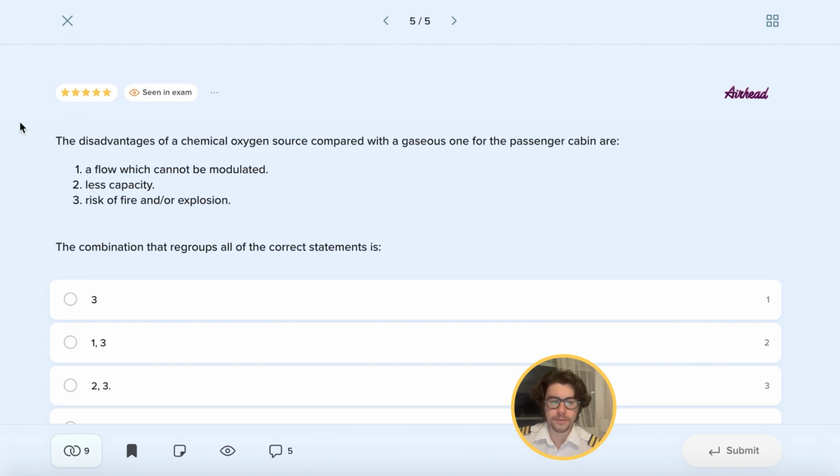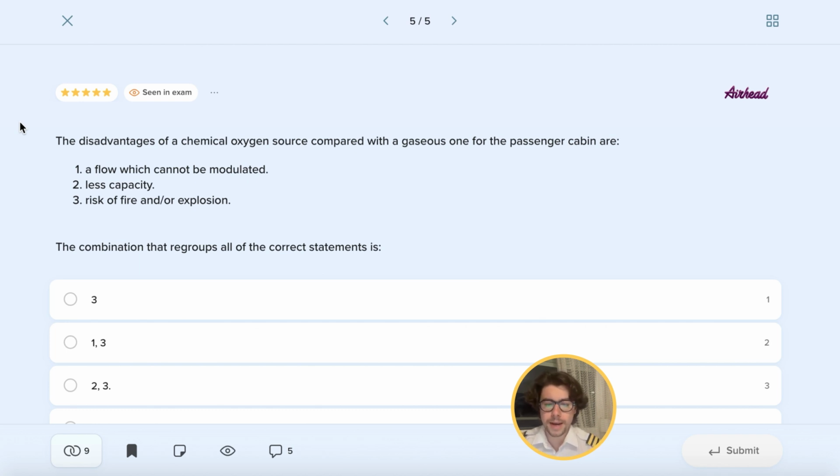So going for the last question, the disadvantages of chemical oxygen source compared to a gaseous one for the passenger cabin are, so like we mentioned, some aircraft have chemical oxygen sources and generators, and these are mostly the narrow bodies. These are the low-cost airlines that you fly across Europe, Ryanair, Wizz Air, EasyJet, and most of the legacies that fly the narrow bodies, they will have chemical oxygen generators. And of course, the bigger, newer jets, Dreamliners and A350s will have gaseous ones above each row.